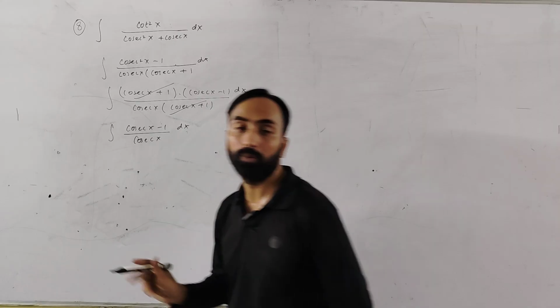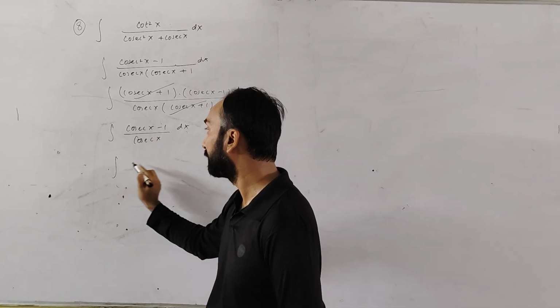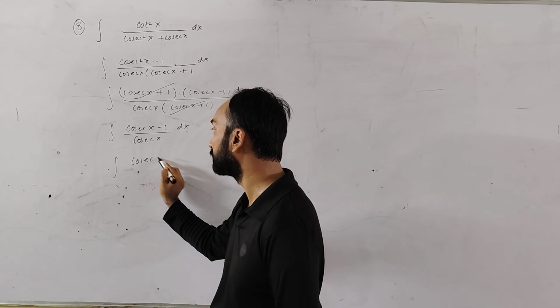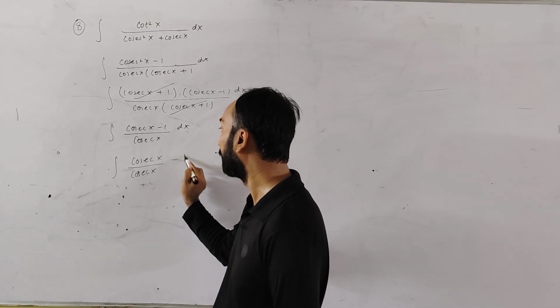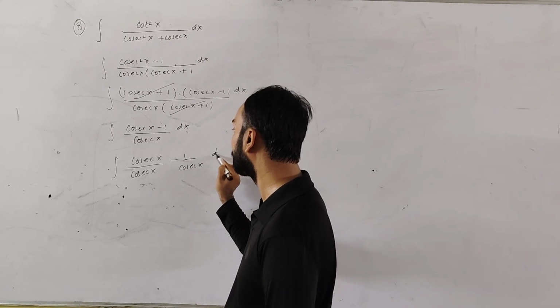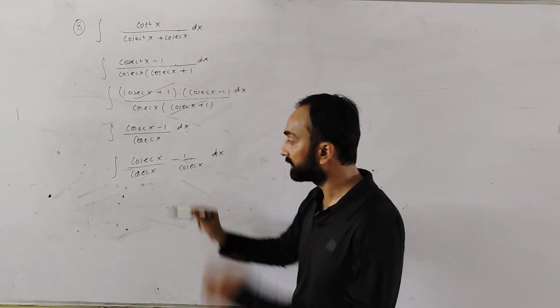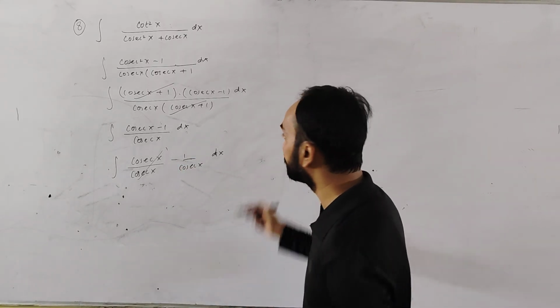Now, for the two terms in the numerator, we have cosecant x minus 1. So I can separate it like this: cosecant x divided by the denominator cosecant x, minus 1 by cosecant x, and here it is dx. So cosecant x upon cosecant x will become 1, and 1 upon cosecant x can be written as sin x.